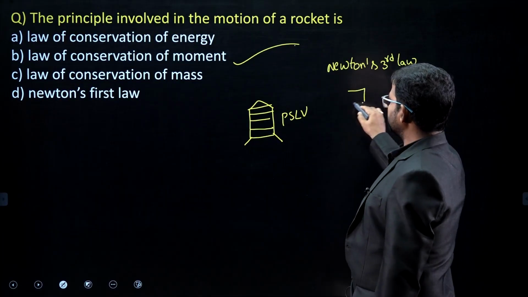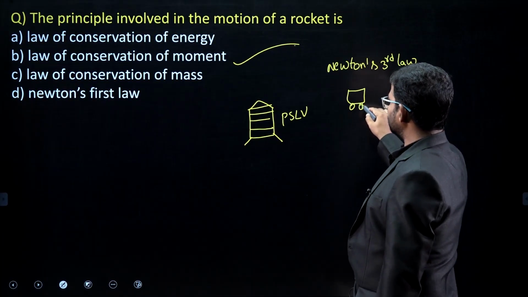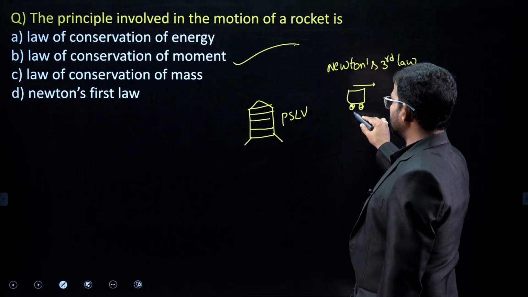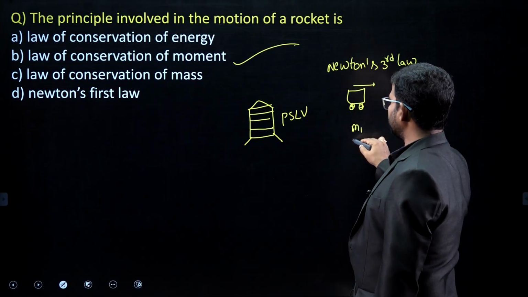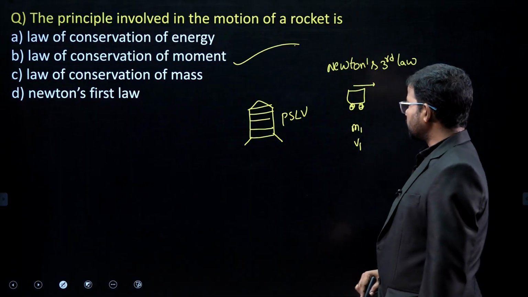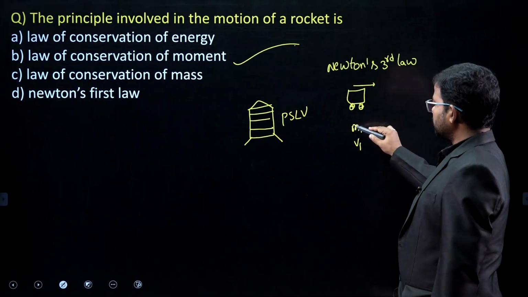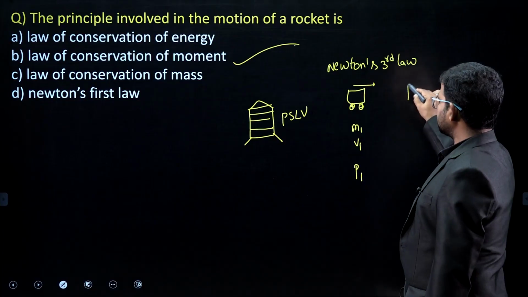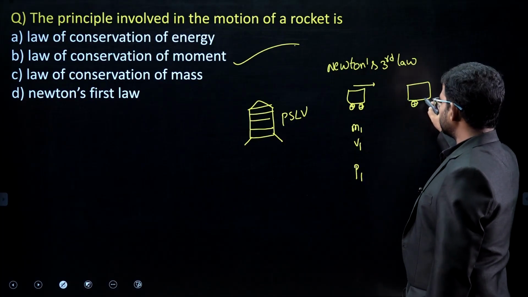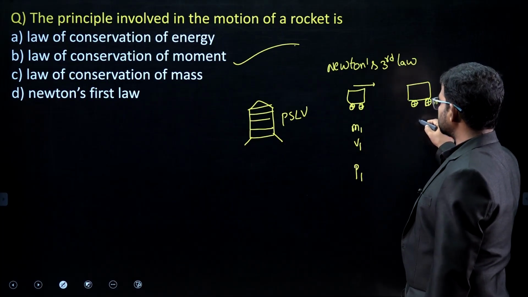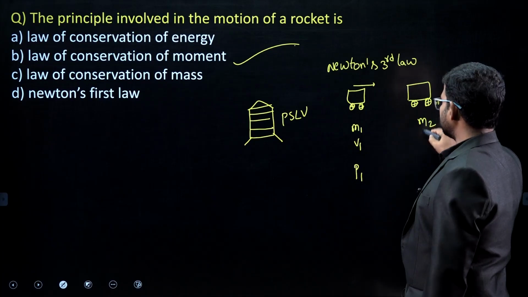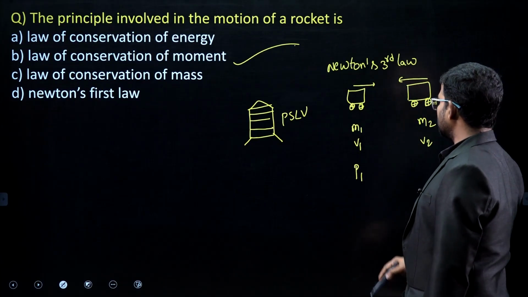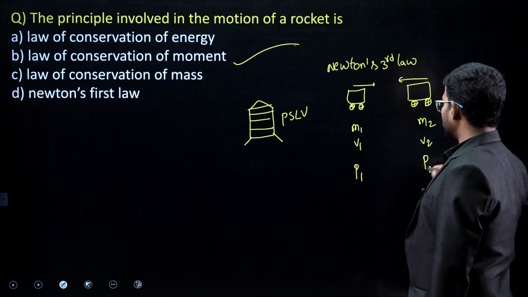If you consider two objects, two vehicles like this. This is one vehicle, a moving object. Its mass is m1 and velocity v1. The product of mass and velocity gives momentum, p1. Next, the second object also has some mass m2 and velocity v2, in this direction. So here we get momentum p2.